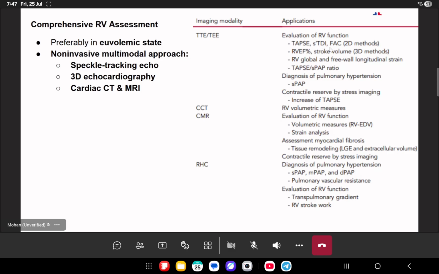S' and RV integral, and then RVEF, stroke volume, and RV global and free wall longitudinal strain. And then the one ratio, that is the TAPSE by systolic pulmonary arterial pressure ratio, SPAP.